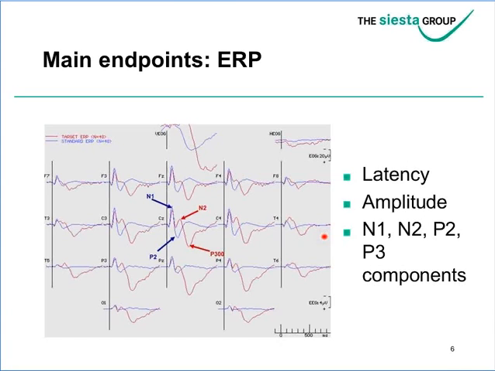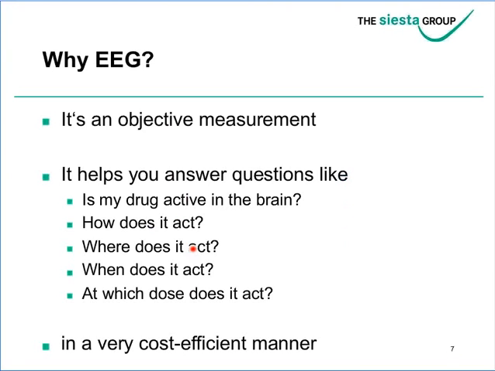When looking at event-related potentials, the endpoints that are calculated are ones after averaging over several trials, time-locked to the stimuli, and we're looking at components such as N100 or N1, which is a negativity after roughly 100 milliseconds, P2, or P3 or P300, which would be a positivity after approximately 300 milliseconds.